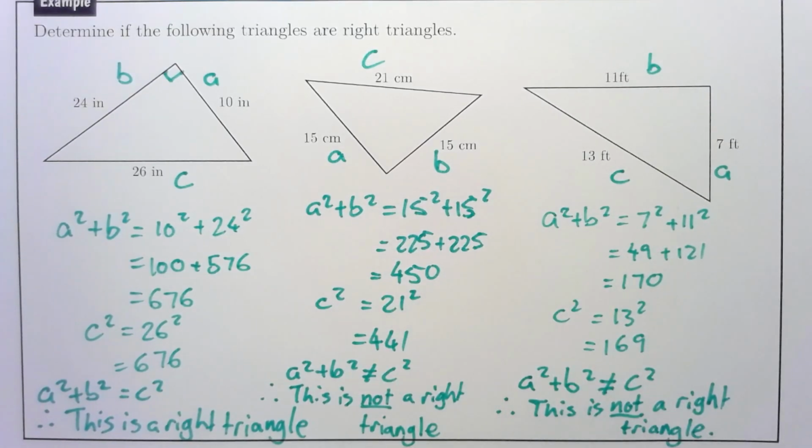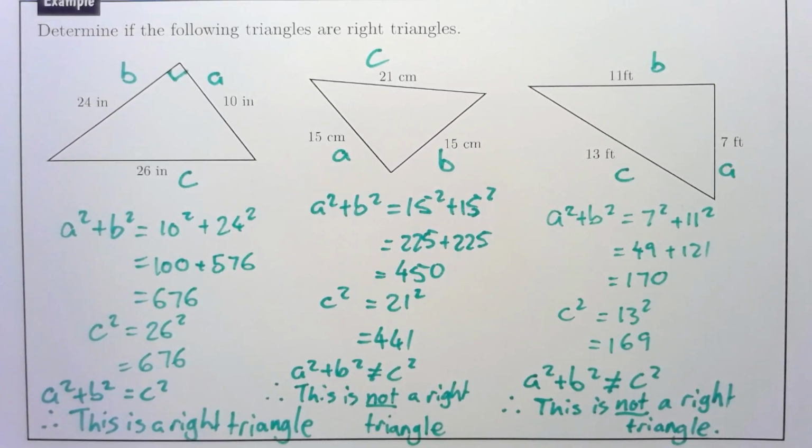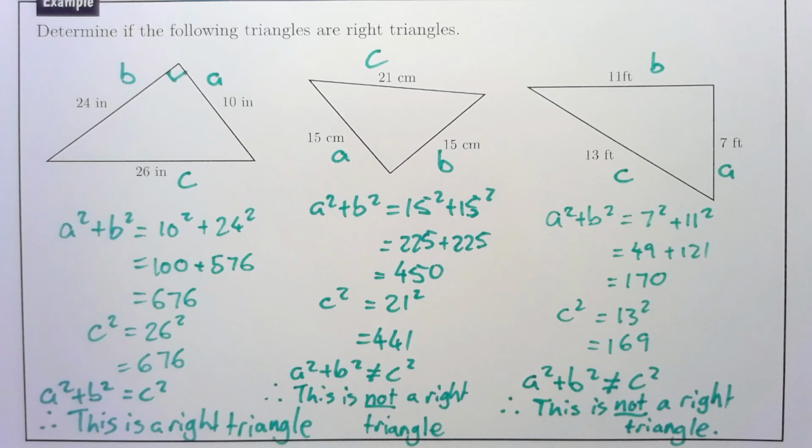And there you have it, using the Pythagorean theorem to work out if we really have a right triangle or not. Now keep in mind, this is just the first way we're using the Pythagorean theorem. As we're going to discover through the rest of this unit, there are a whole lot of other ways and a whole lot of other problems that the Pythagorean theorem can be used to solve.